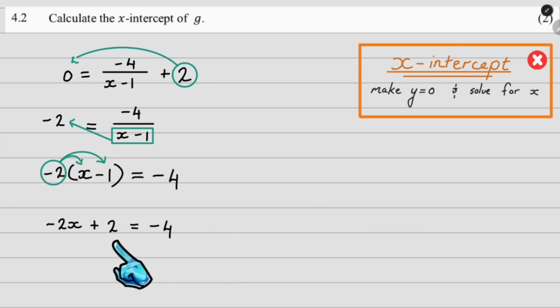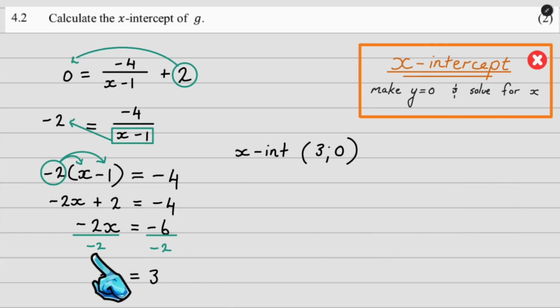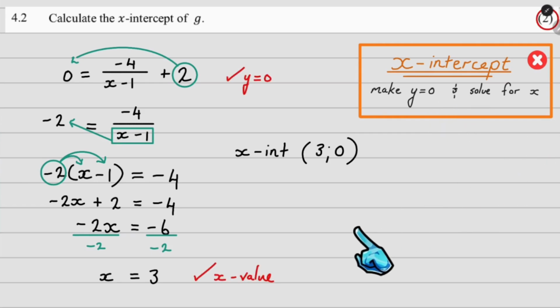After we've distributed, we're going to take that 2 over and it becomes -2, -4, -2 is -6. And then lastly, we just have to divide both sides by -2 to get rid of this -2. -6 divided by -2 is +3. Finally, we have our x-intercept to be (3; 0), x value of 3, y value of 0. The 2 marks come from making y 0 over there, and the correct x value at the end of the day.